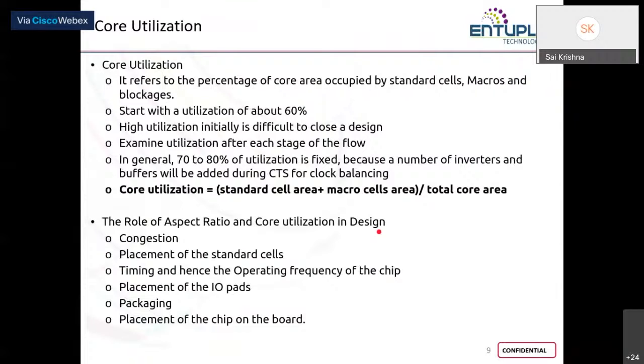So the steps of floor plan, the first thing that we were talking about is core utilization. As I said, we generally take 60 to 70% of the core utilization. Now, what exactly is CU? Why are we starting with 60 to 70%? What happens if we go less or above that?